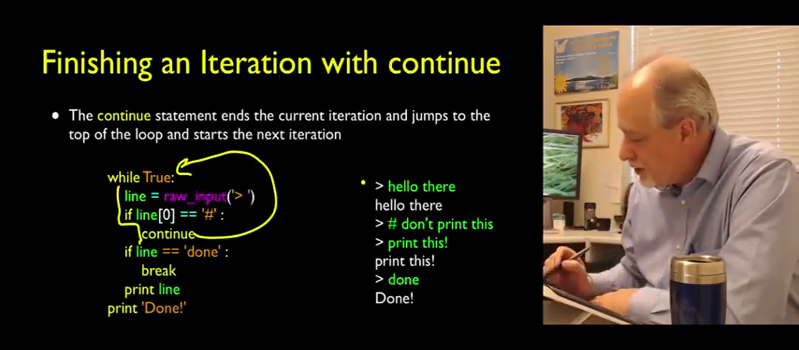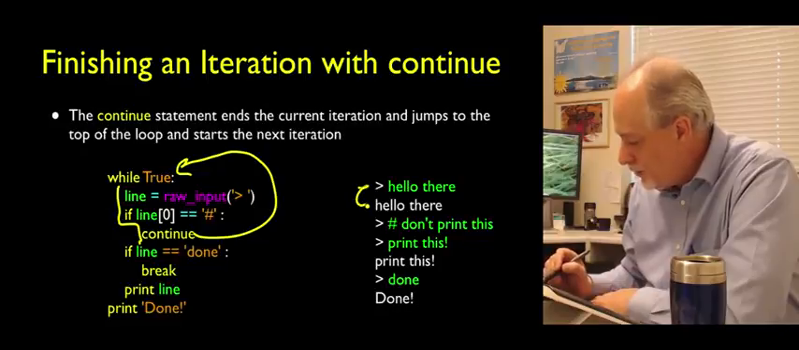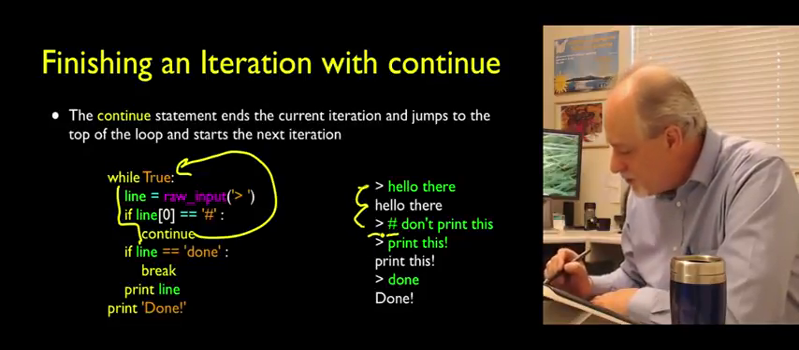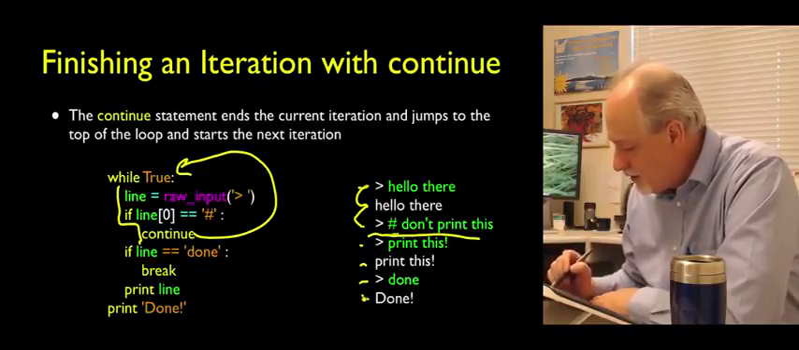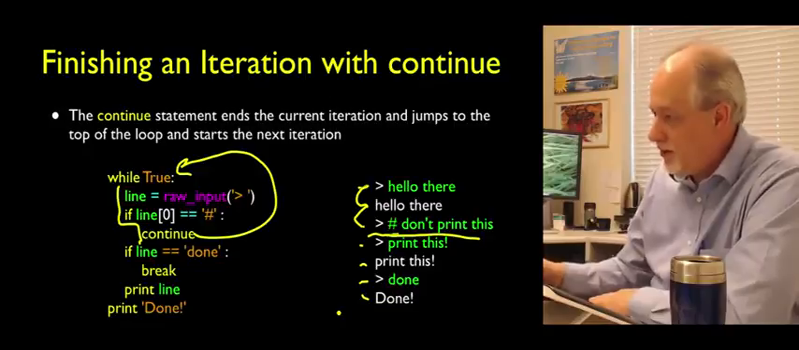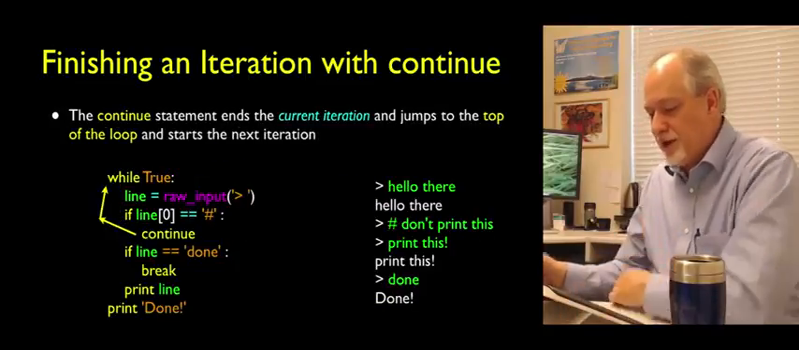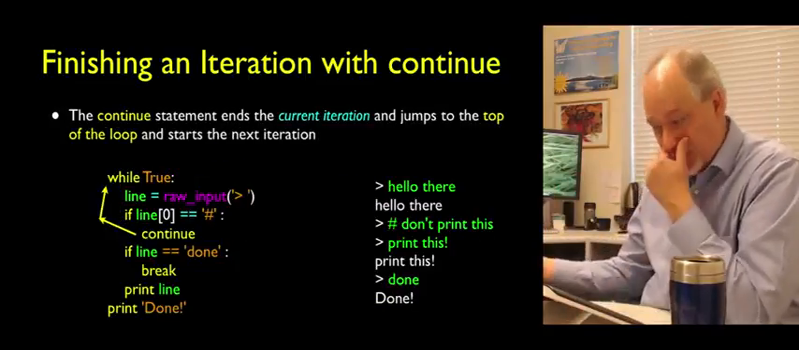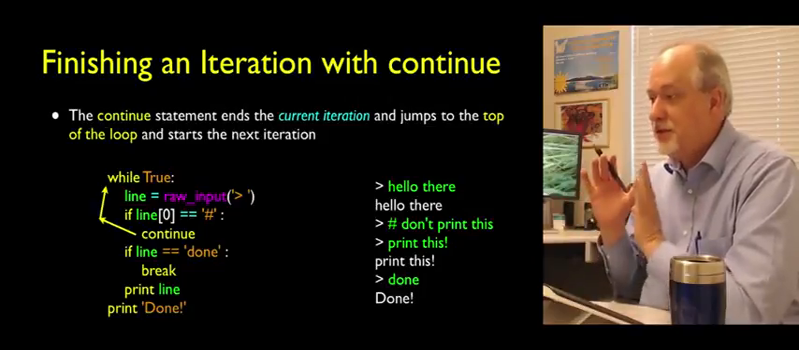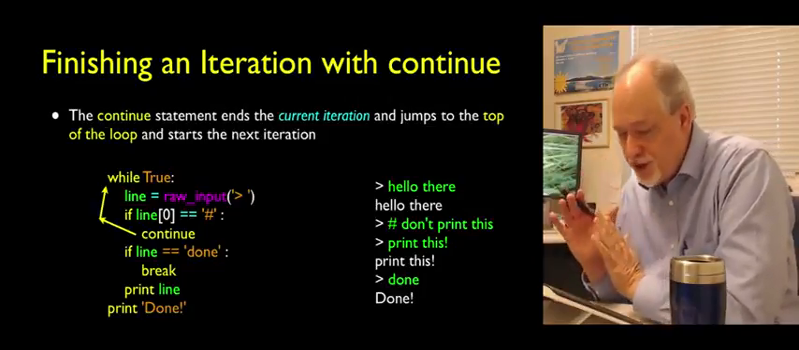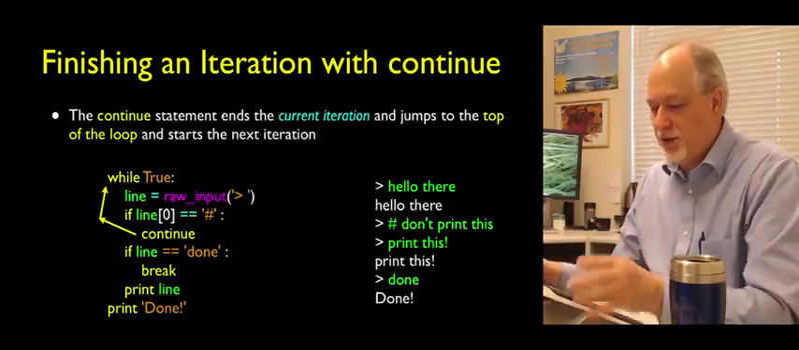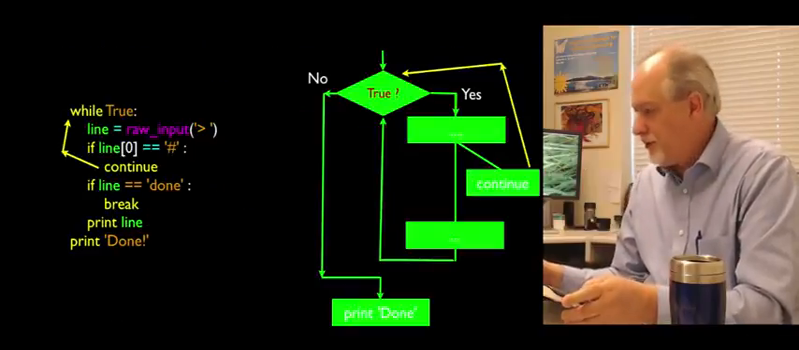And so if we look at how the code runs, hello there prints. The pound sign with first character doesn't print, so there is no printout right here. Print this is not done, and we enter done, and then the loop ends. Now another way to draw this is that the continue jumps to the top of the loop. It does check the question. And so here's another way to draw that picture.